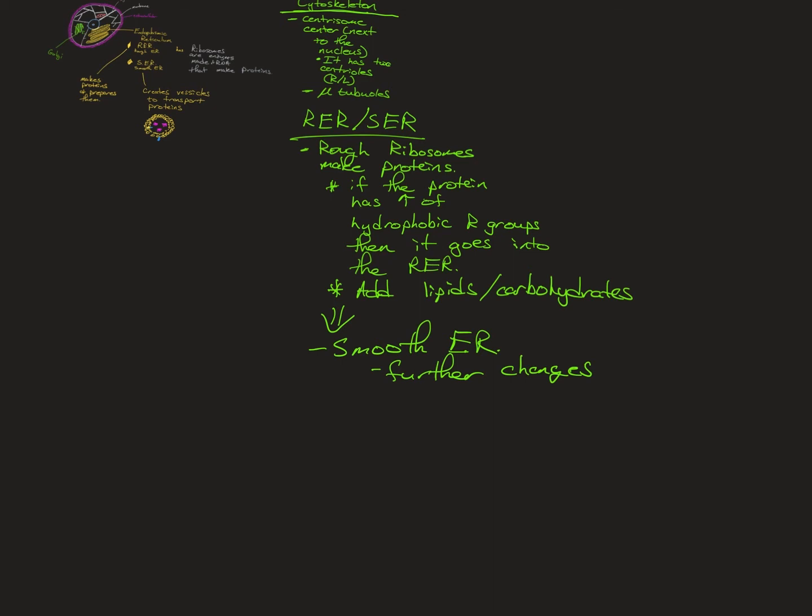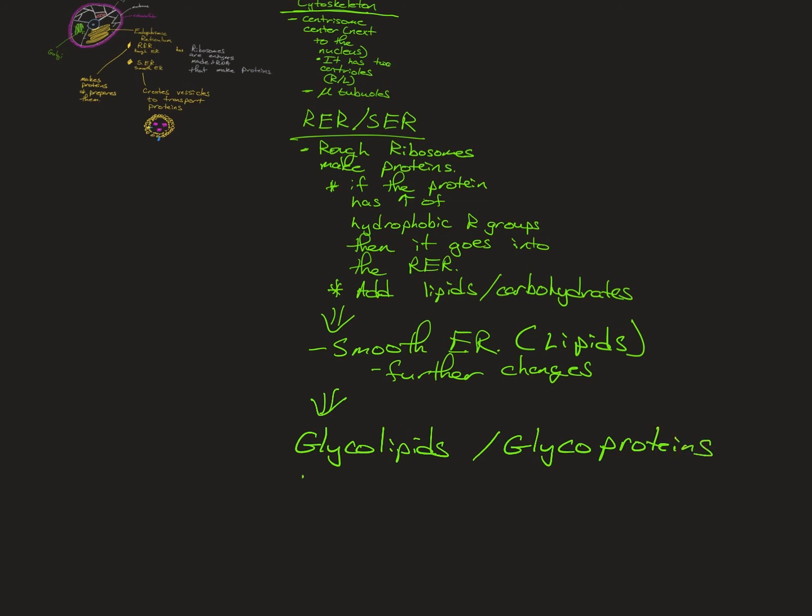And then as the smooth ER makes changes, at the end you have two kinds. You have the glycolipids. The smooth ER, I want to make sure you understand, focuses on lipids. It does all kinds of fancy chemistry, but it's mainly about lipids. Glycolipids and glycoproteins are going to be in a vesicle.